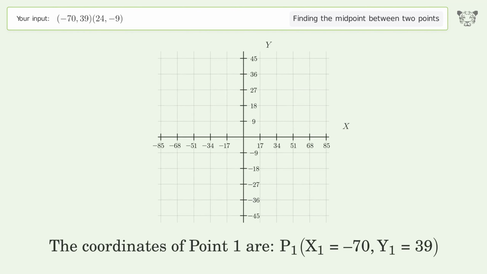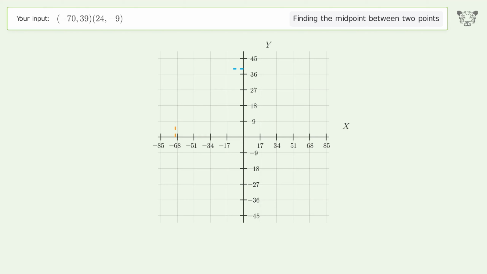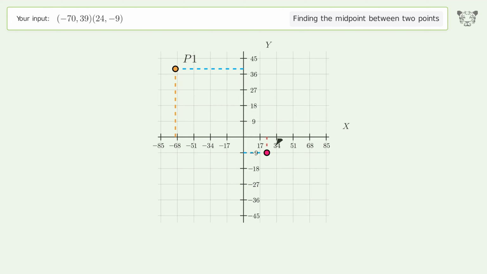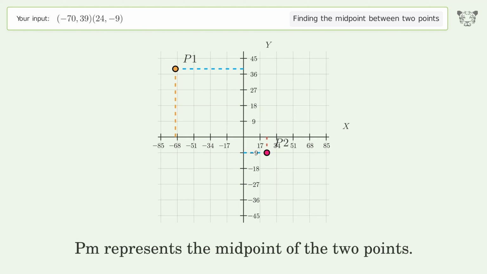The coordinates of point 1 are x1 equals negative 70, y1 equals 39. The coordinates of point 2 are x2 equals 24, y2 equals negative 9. PM represents the midpoint of the 2 points.